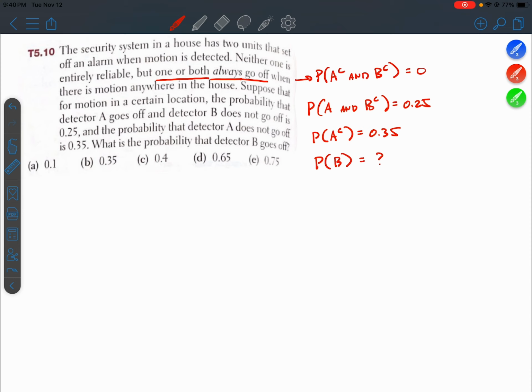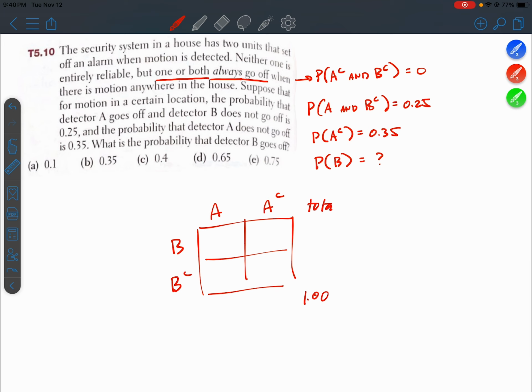Okay, let's see if we can organize this in a two-way table. So first alarm goes off or it doesn't. Second alarm goes off or it doesn't. The total here is 100%. Okay. All right, so beginning with this, the probability of A not going off and B not going off is 0. So the last cell here is going to be a 0.